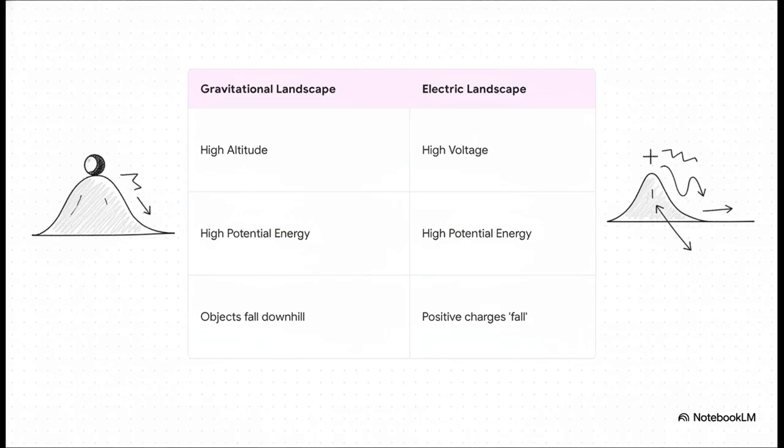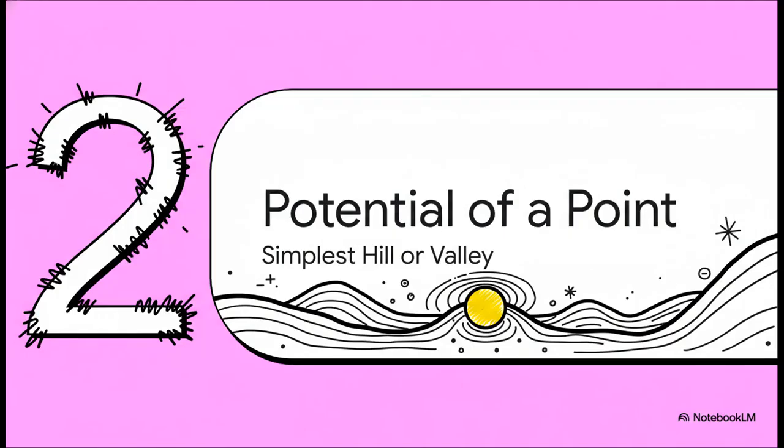Well, the electric landscape works pretty much the exact same way. High voltage is just like high altitude. A positive charge placed there has high potential energy, and it's going to want to fall toward a lower voltage. It's just rolling down the electrical hill. So, how do we start building this landscape? Well, we start with the simplest thing imaginable: a single, tiny point charge.